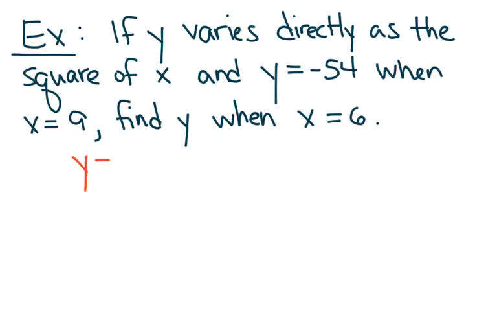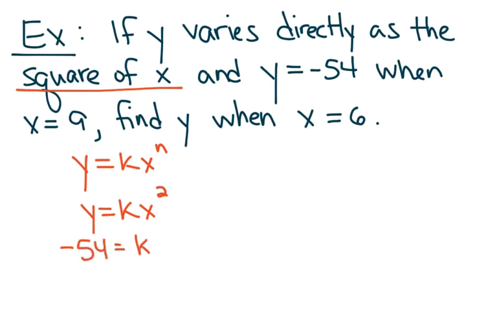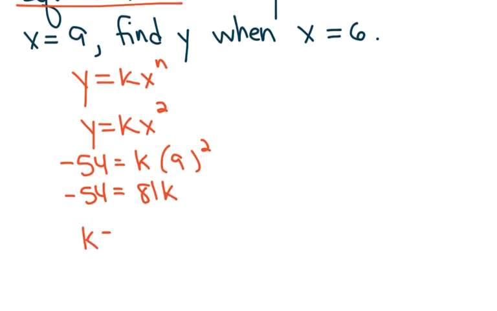So the equation again was y equals k times x to the nth power. Since this problem says that y varies directly as the square of x, that means that we're going to use y equals kx squared. Well, I know that y is equal to negative 54 when x is equal to 9. So I'm going to plug it into that equation, and we're going to solve this for k. So negative 54 is equal to 81k. So k is going to be negative 54 over 81.